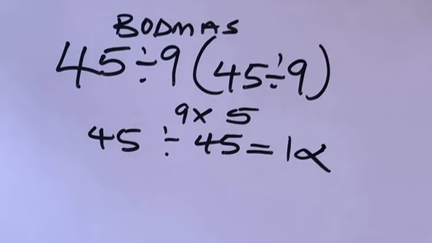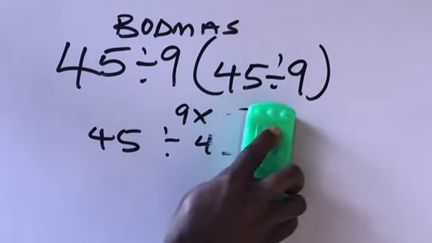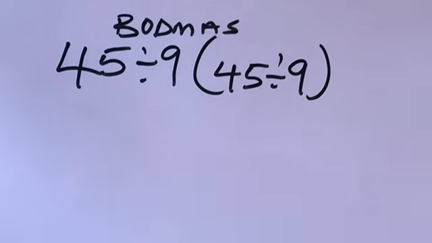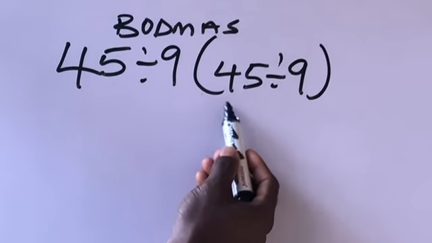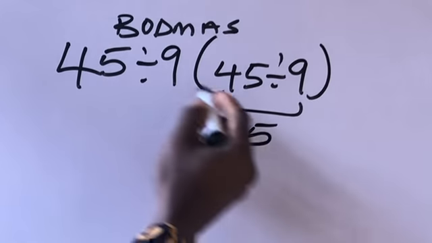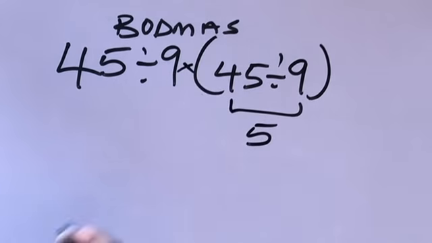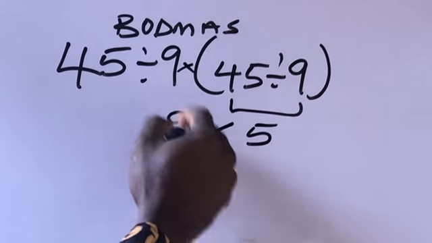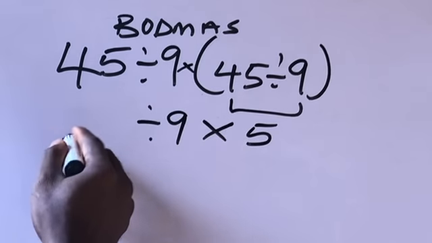So if we are solving this thing correctly, we have to first of all solve this bracket. 45 divided by 9 is equal to what? 5. Remember there is invisible multiplication here. Times 9 divided by what?